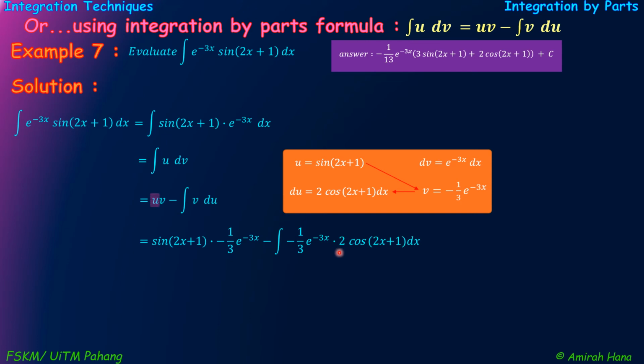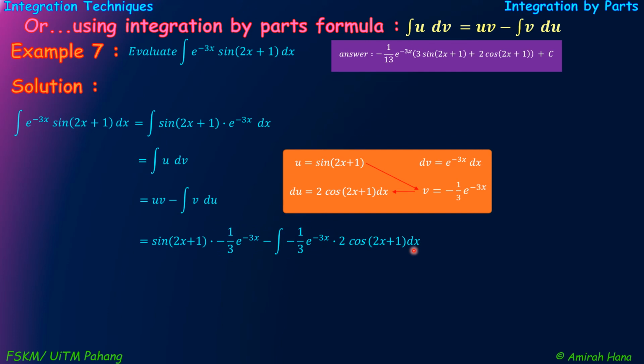Then we get this, okay? We check one by one. Our u equals sine 2x plus 1. v equals negative 1 over 3 e to the power of negative 3x. And then we have the minus sign and then the integration sign. Our v equals negative 1 over 3 e to the power of negative 3x, and then times du, which equals 2 cos 2x plus 1 dx.